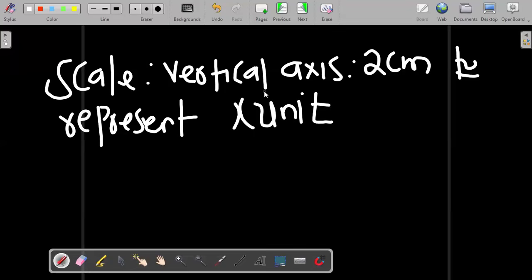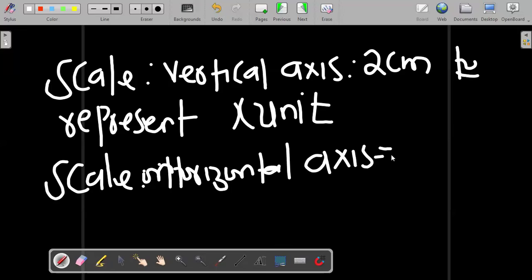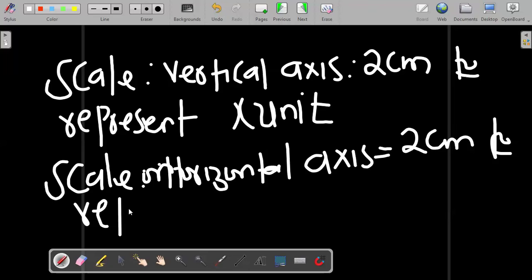So you must take the scale on both sides. You also write scale on, say, horizontal axis. You must state both of them, as this thing goes for 2 marks. If you don't state, you think it's irrelevant, you are going to lose the 2 marks. You also say 2 cm to represent, let me say m units.